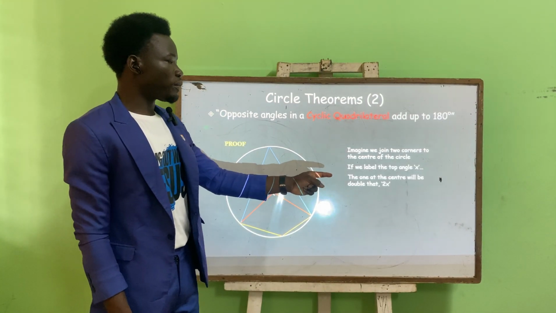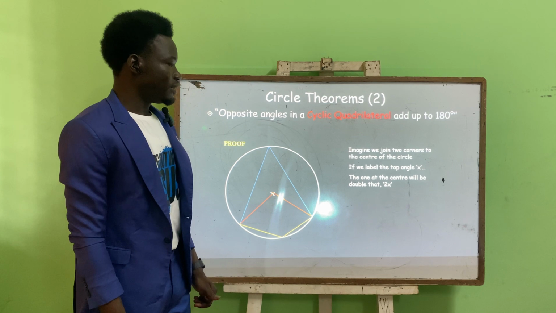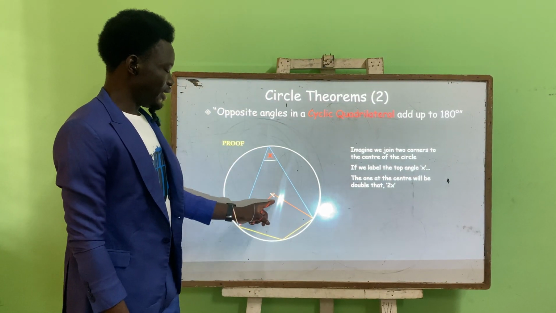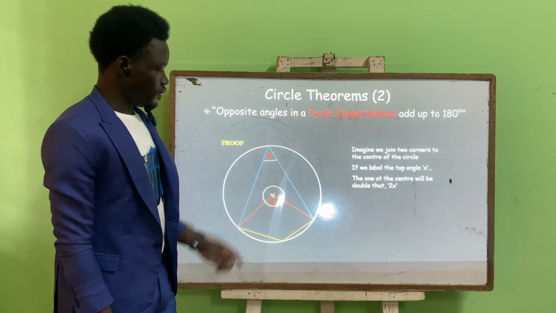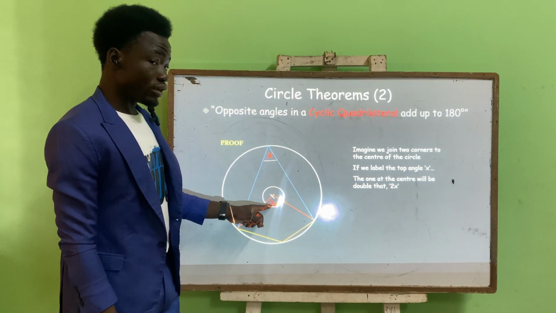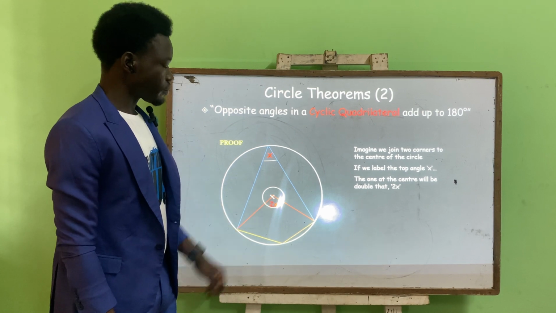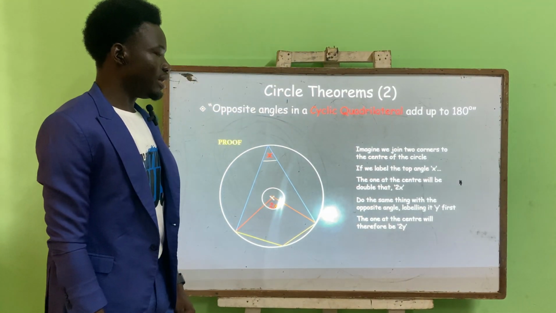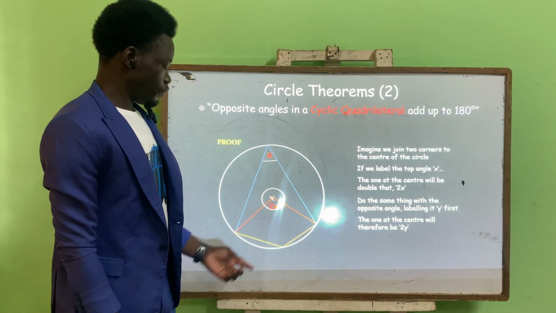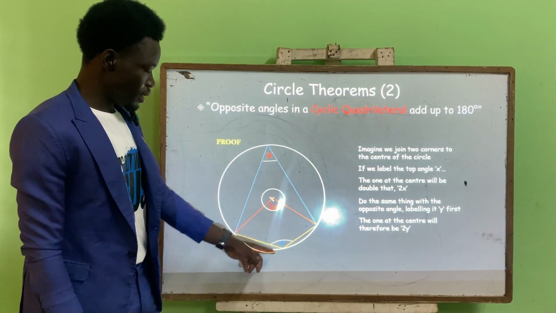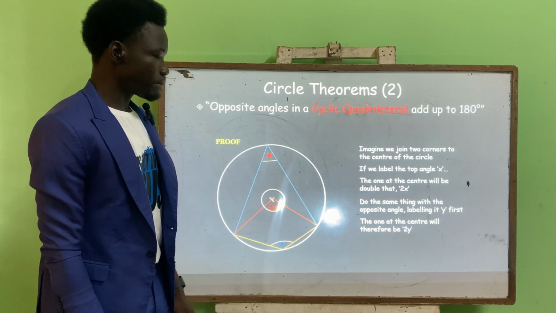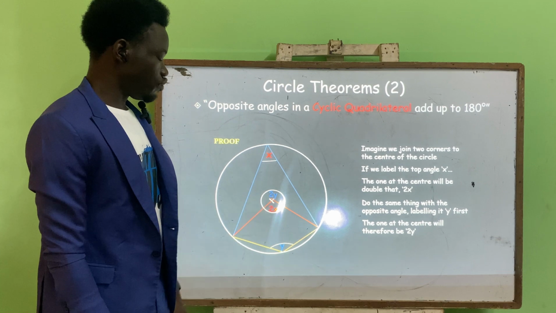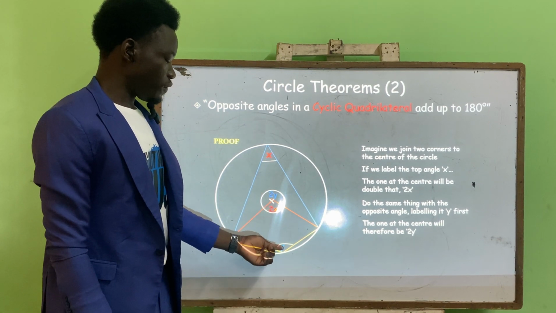If we label the top angle as x, the one at the center will be 2x. This angle here is half of the angle here, so here is x, here will be 2x. Now, do the same thing with the opposite angle, label it y. So, if I do the same thing here, this is y. The one at the center will therefore be 2y. The angle is also twice of this.